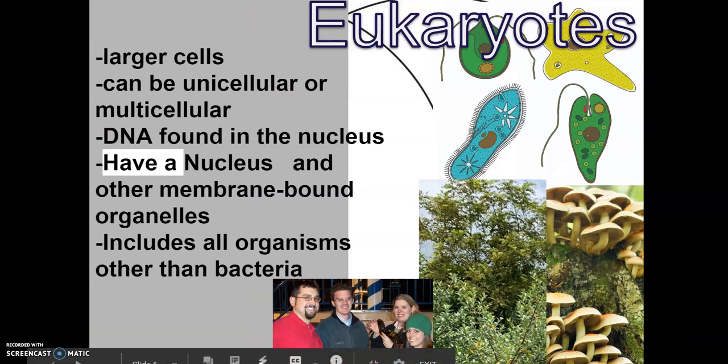Okay, now to the eukaryotic cells. So eukaryote means true nucleus, and that's what we have. Our nucleus is referred to as a true nucleus. Typically, these cells are larger. They can be unicellular or multicellular. Now, if you look, these are all protists, and they are all single cell organisms. So everything that must be done to survive has to occur in this single cell.